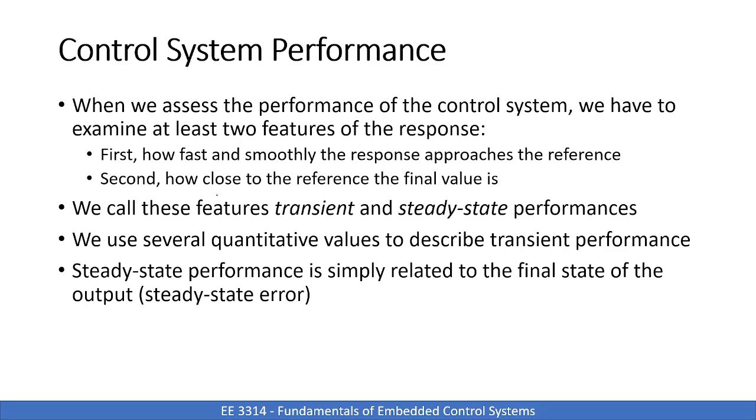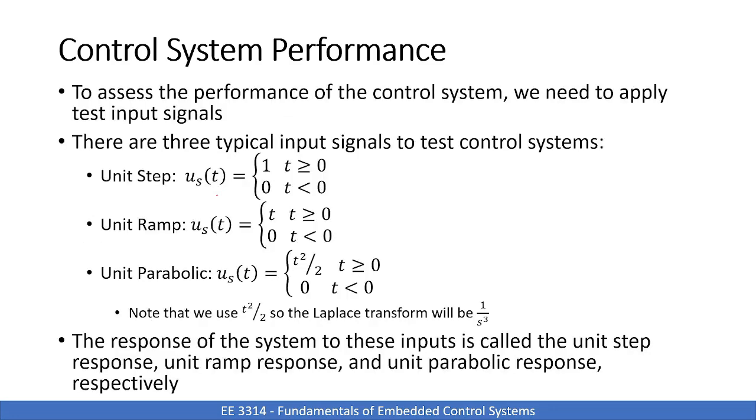Okay, so the transient performance we can assign several values to. We can describe several attributes of that depending on the order of the system. Steady state performance is really simply the final state of the output at t equals infinity. To assess the performance of control systems, sometimes we apply a variety of test input signals.